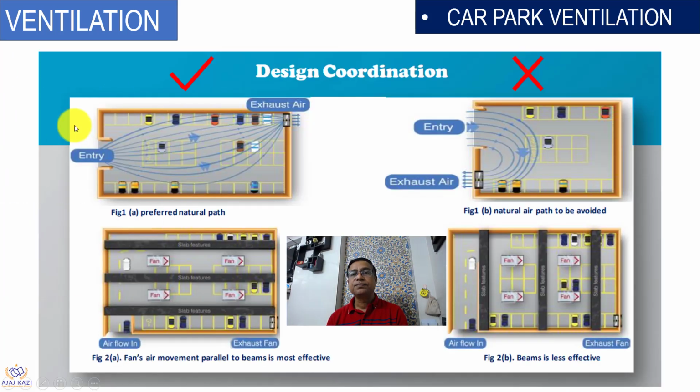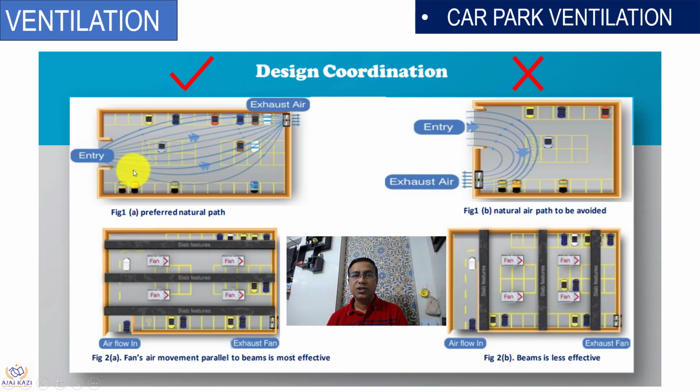Design consideration, we can see design coordination, we can see the right design, wrong design. Why? Because if we have an exhaust and entry in one line, there will be short circuit. The ventilation in this zone won't happen. If we have it like this, the entire space can be ventilated properly.